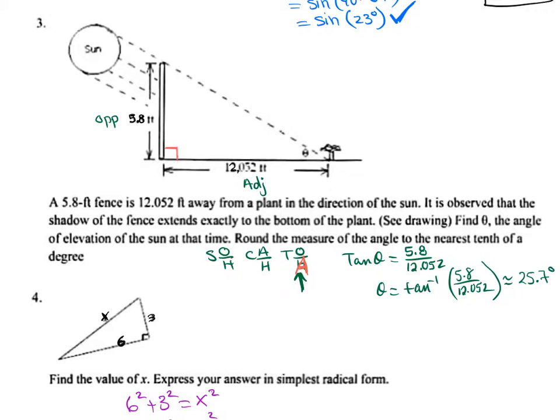And so what we have is theta is here, and then 5.8 would be the opposite side, and the adjacent side would be 12.052. So we have opposite and adjacent, so we're going to use tangent, or toa. So the tangent of theta is 5.8 over 12.052. To find theta, we use the inverse tangent of 5.8 over 12.052. We put that in the calculator, and we get the angle of 25.7 degrees. And that's the answer.